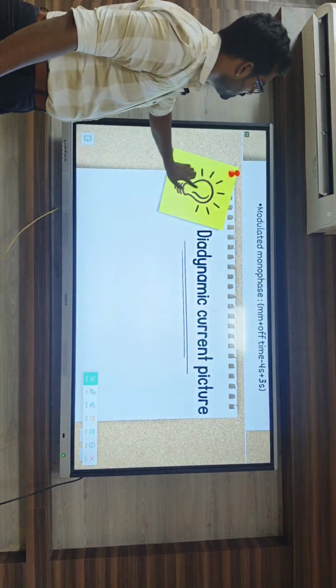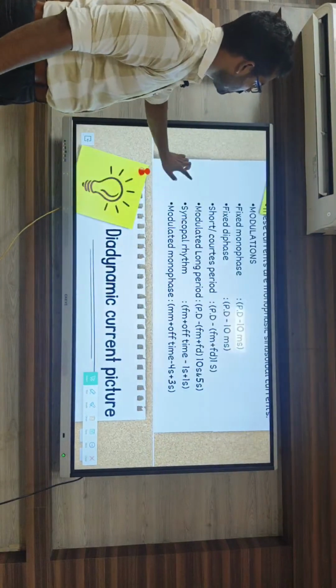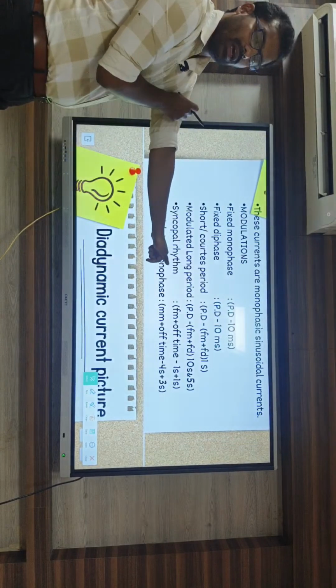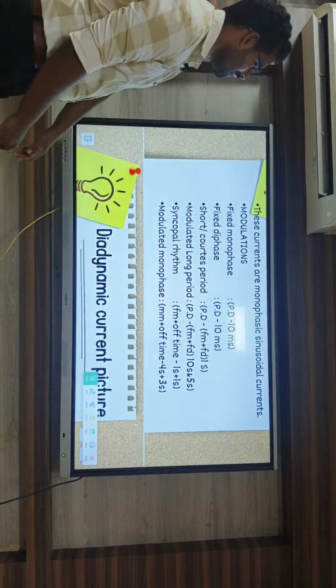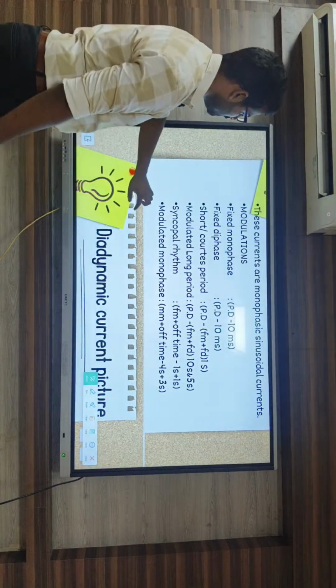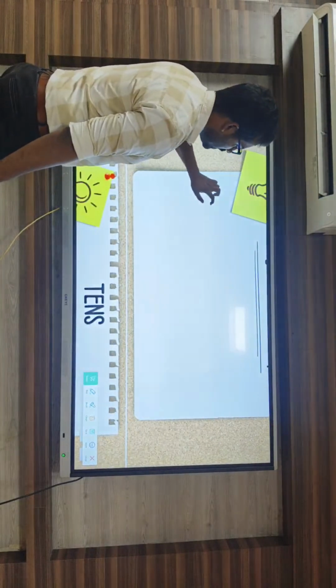So this is why this combination comes under the modulated monophase. Once again I'll repeat. What are all the modulations there? Fixed monophase, fixed diphase, short period, modulated long period, syncopal rhythm, and modulated monophase. Clear? So this is about the diadynamic currents.